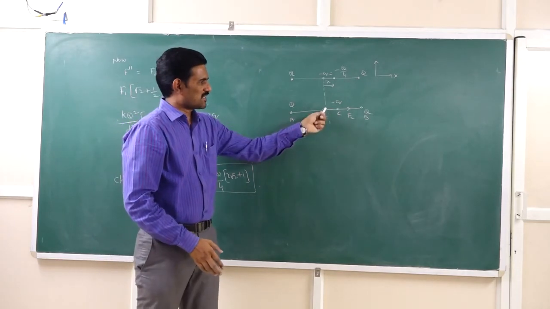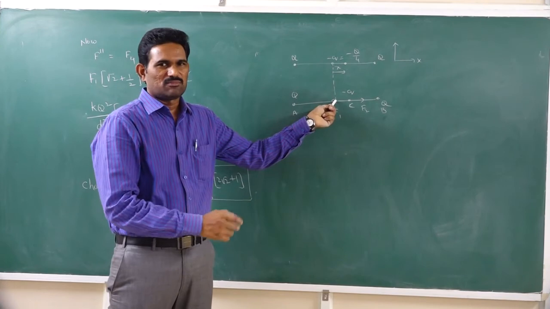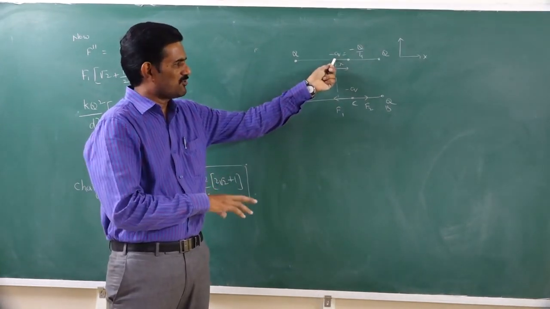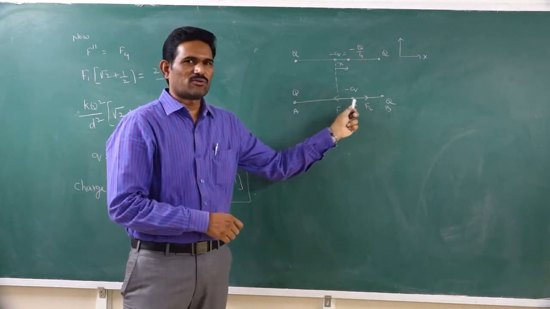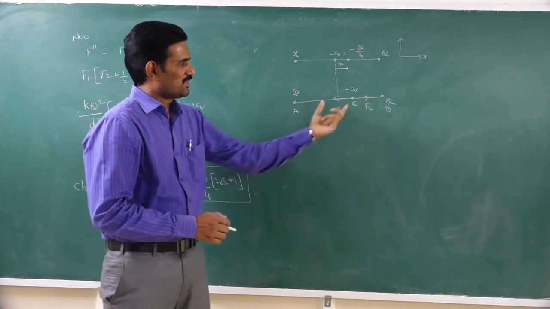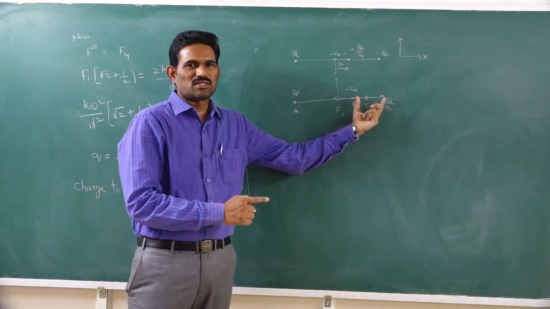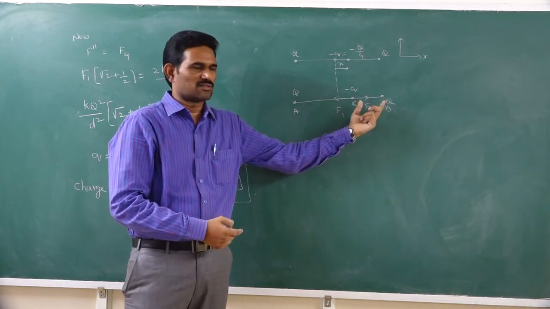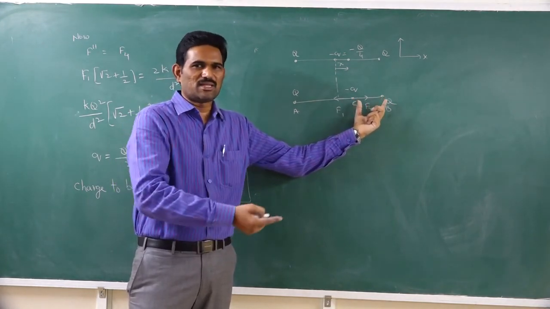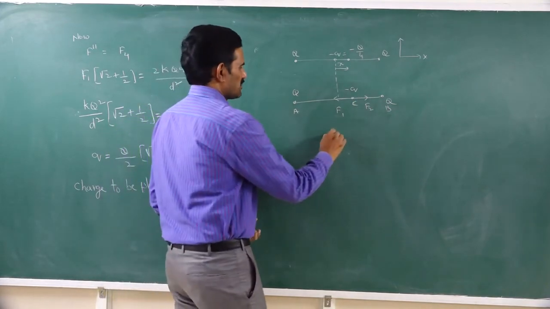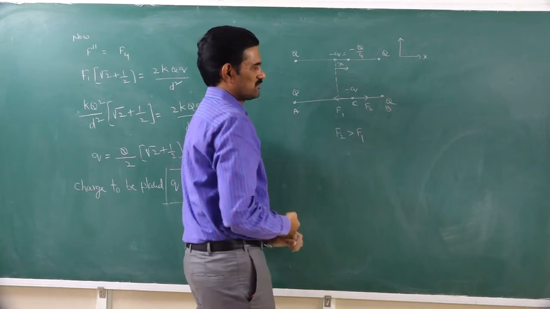Initially, when this charge is in this position, F1 and F2 magnitudes are the same, so the charge will be in equilibrium at this point. But when you displace it slightly along this direction, you can observe that this distance is decreasing. By Coulomb's law, the force between two charges is inversely proportional to the distance. When the distance between the two charges decreases, the force value will increase, so I can conclude F2 is greater than F1.